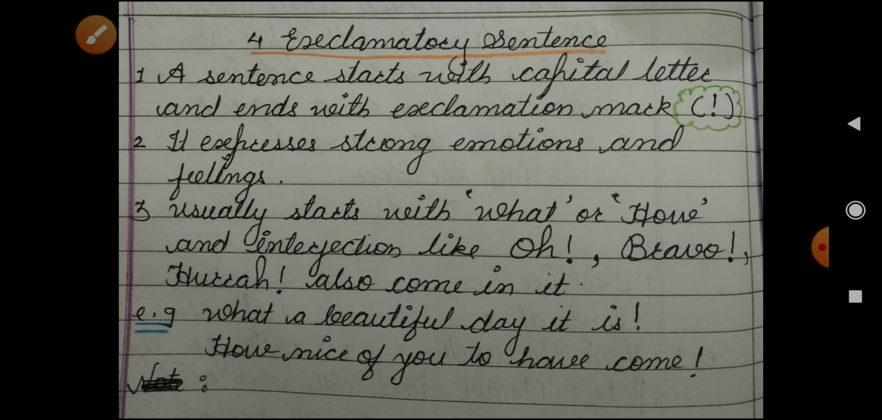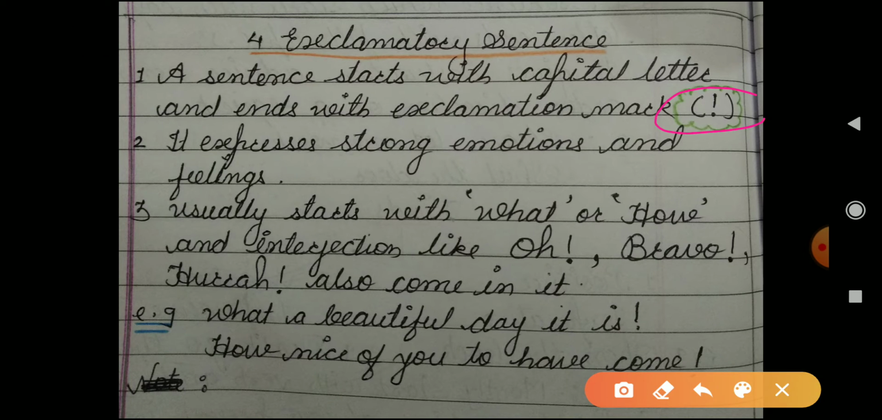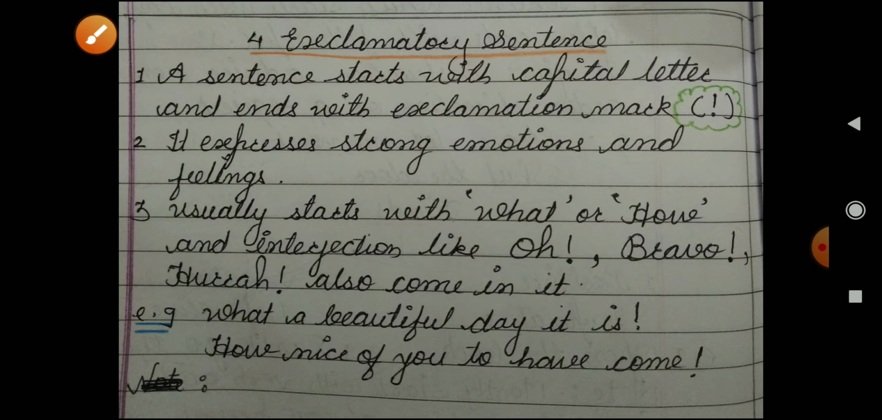The fourth one is the exclamatory sentence. A sentence which starts with a capital letter and ends with an exclamation mark. In the page I have highlighted that. It expresses the strong feelings and emotion of the speaker. Usually an exclamatory sentence starts with what or how, and sometimes it is presented by the use of an interjection such as oh, bravo, hooray. So an exclamatory sentence starts with a capital letter and ends with an exclamation mark. Here all four kinds of explanation are over.